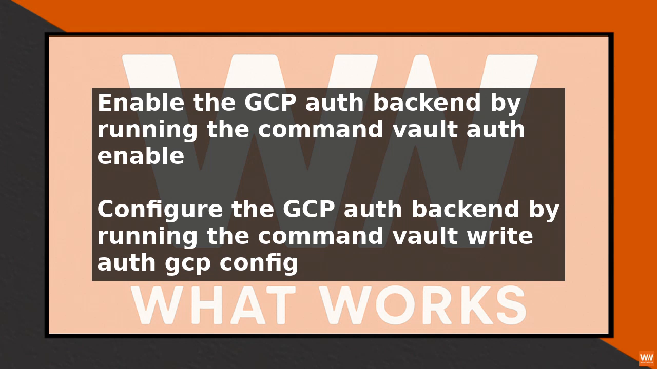Once you have created a role, you can authenticate with Vault using your GCP service account credentials. You can do this by running the command vault write auth/gcp/login. You will need to provide your GCP service account credentials and the role you want to authenticate with.